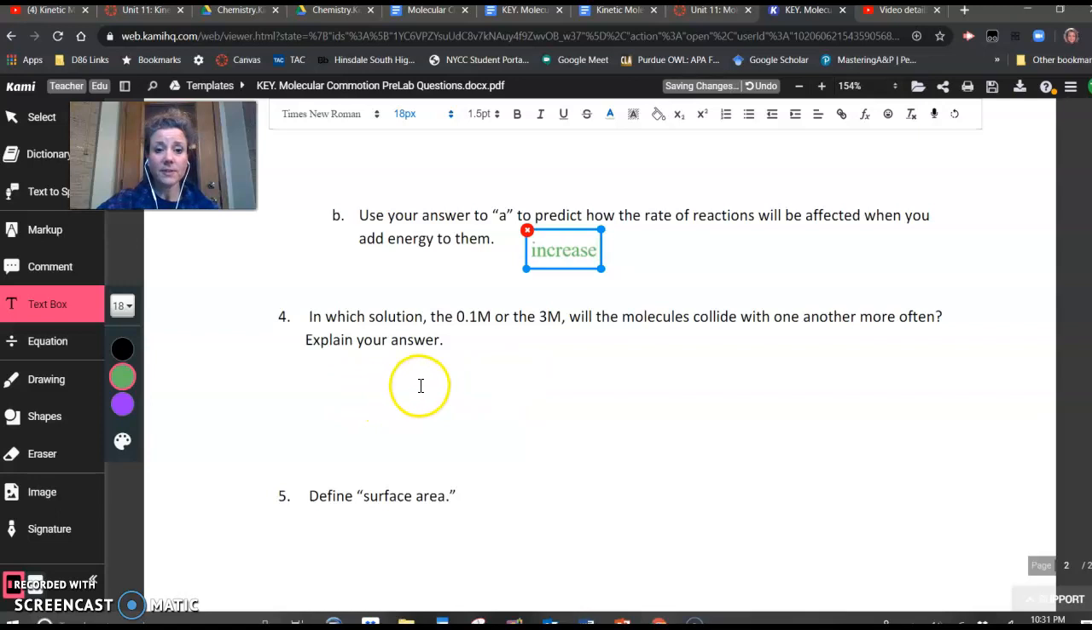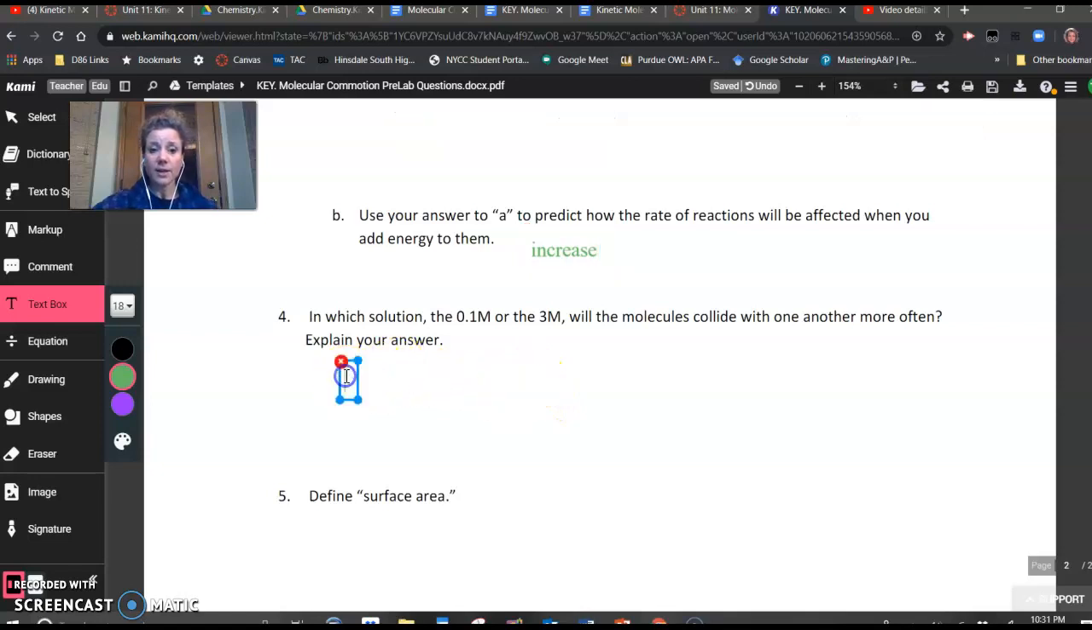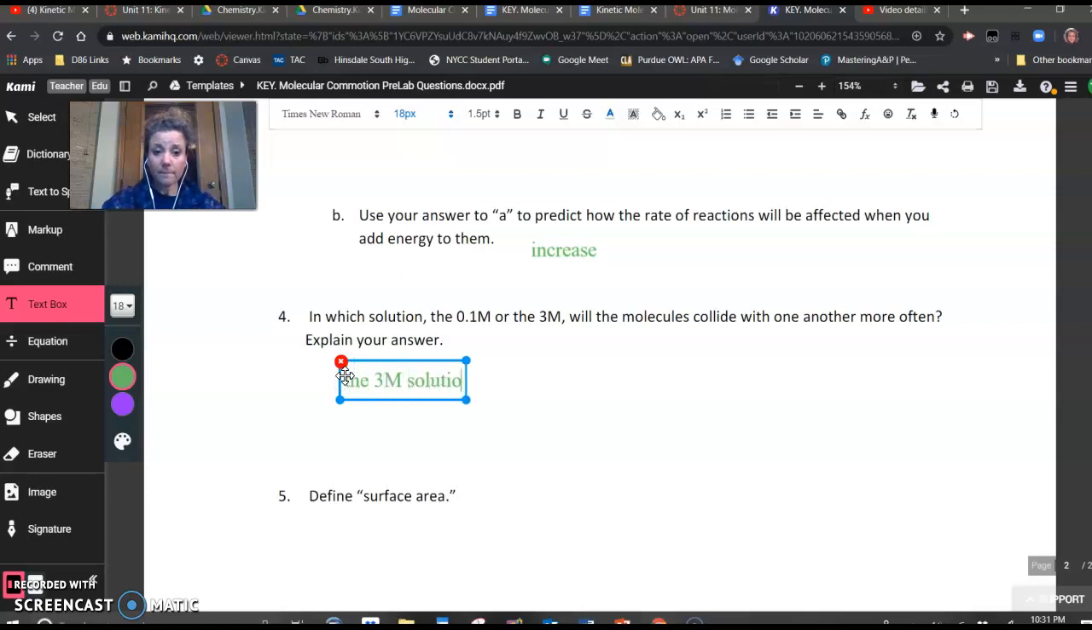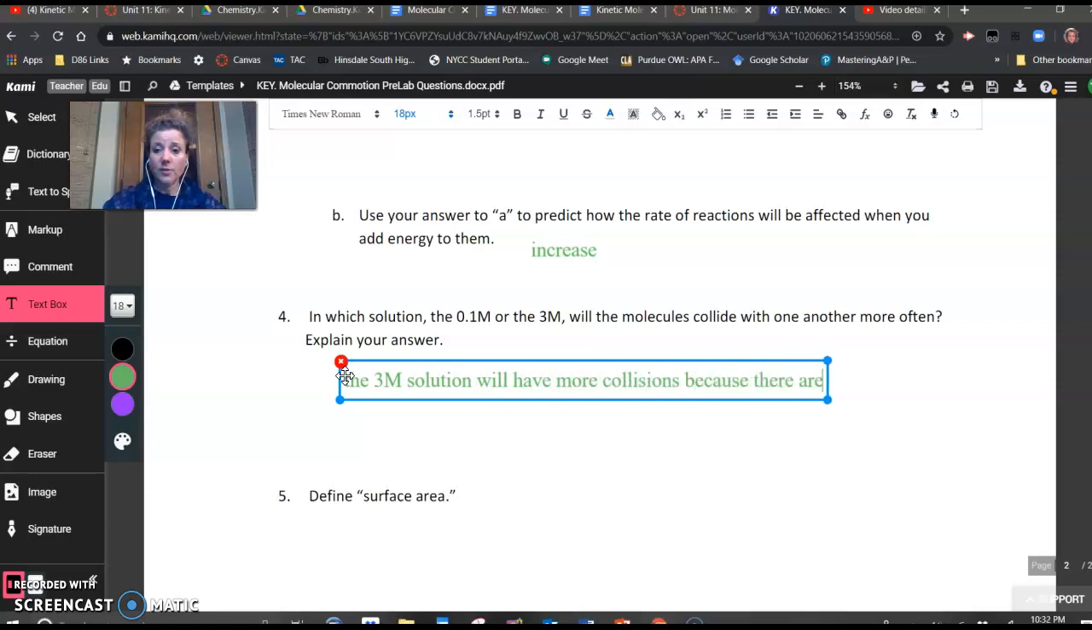Okay, so number 4 says, in which solution, the 0.1 molar or the 3 molar? So that's referring back to my picture with the pink dots that are representing molecules. So in which one of those will the molecules collide with one another more often? Explain your answer. Well, my molecules that are in the 3 molar will have more collisions. The reason why is because there are more molecules to knock into each other.